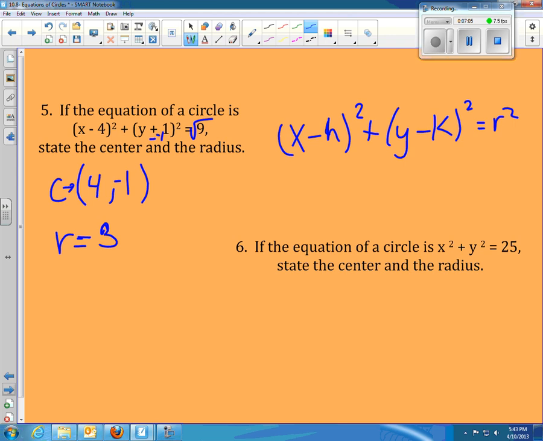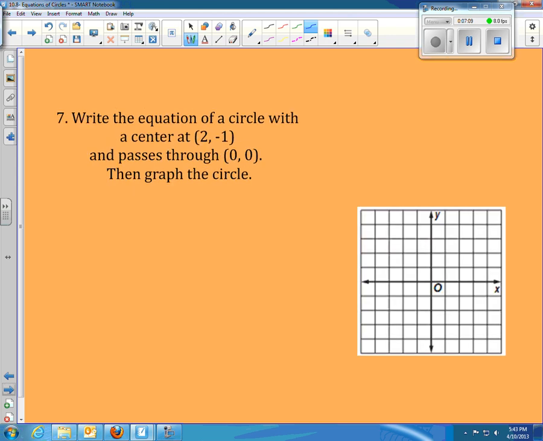You try it out with number 6. Come up with a center and a radius. All right, now let me just double check. Yep, my numbers look good for this one. Write the equation of a circle with a center at 2, -1, and passes through 0, 0. Okay, this is going to be just like problem 4 we did, where we had our center and we had what it passed through. So start off with your distance formula to find your radius.